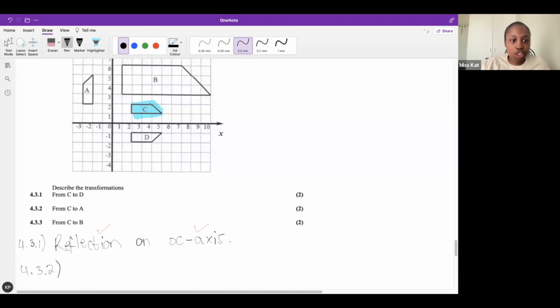4.3.2, which says from C to A. This is a dead giveaway because it looks like it turned around. What is that called, guys? What do we call that in transformations? Rotation. Okay, but now we need the degrees, first of all, and it rotated 90 degrees. Okay, it's correct. It is 90 degrees.